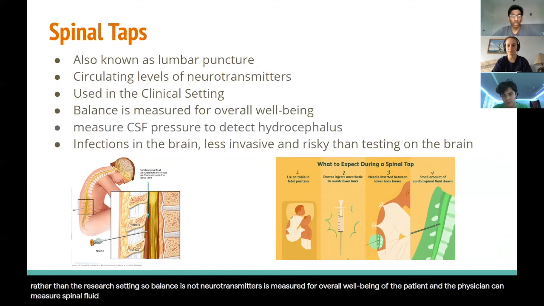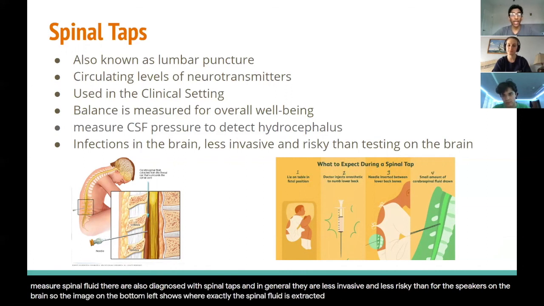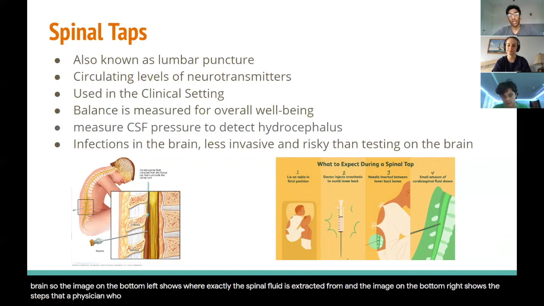Infections in the brain are also diagnosed with spinal taps, and in general, they're less invasive and less risky than procedures on the brain. So the image on the bottom left shows where exactly the spinal fluid is extracted from, and the image on the bottom right shows the steps that a physician would follow when conducting a spinal tap.